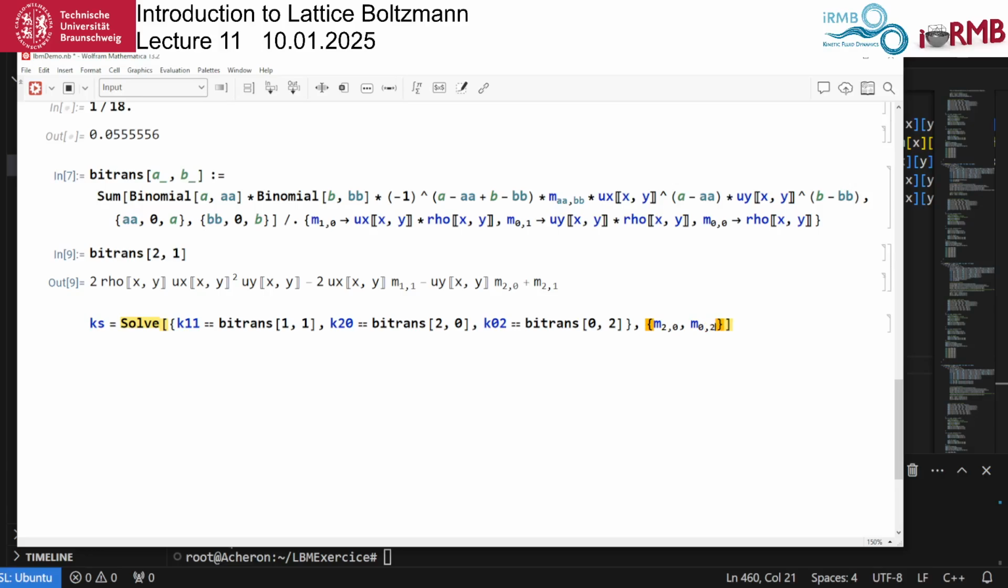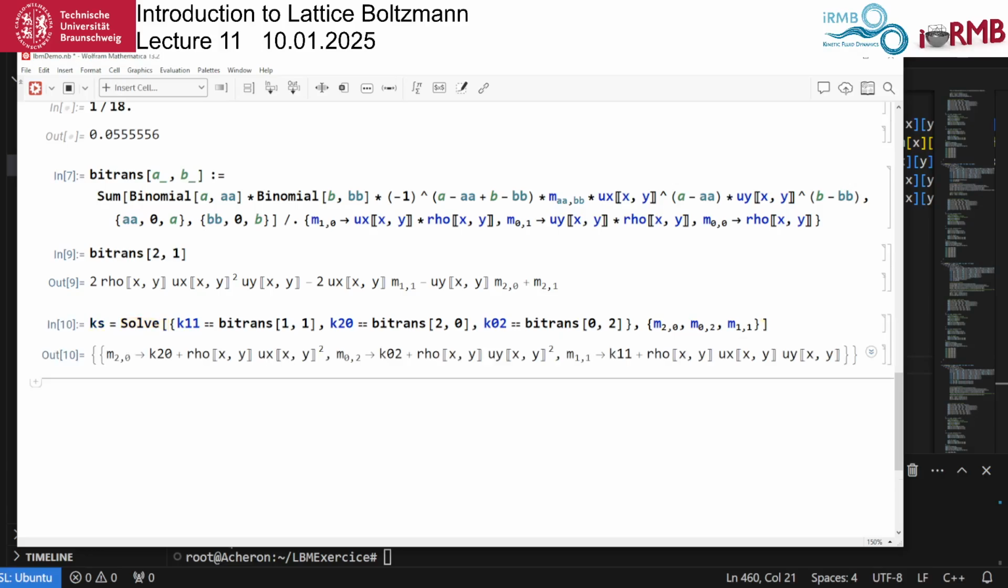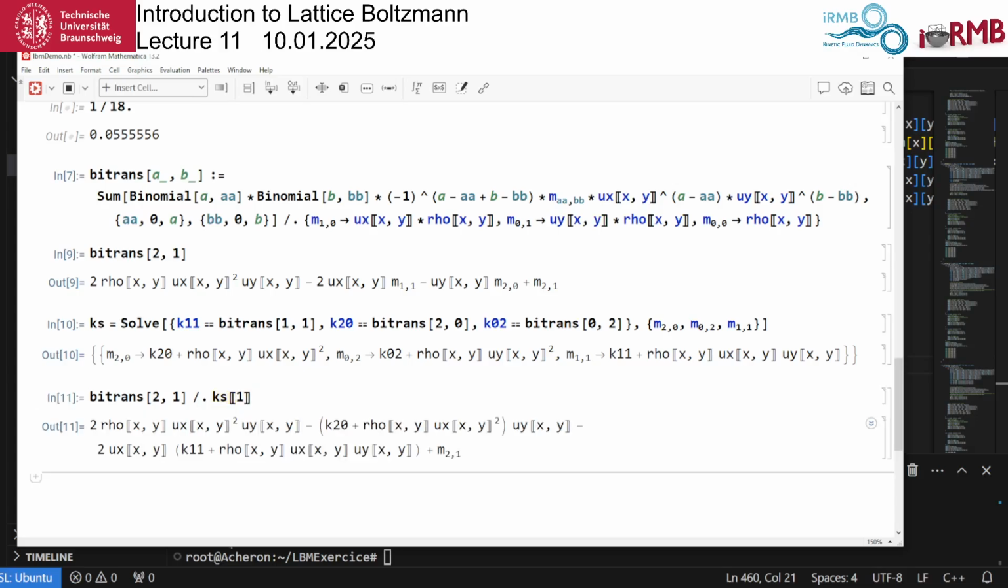M0, 2 and M1 and 1. So let's see what comes out. Yeah, now we have these. Okay, let's now take the B trans here and do the replacement with these results, and probably I just take the one this in order to.